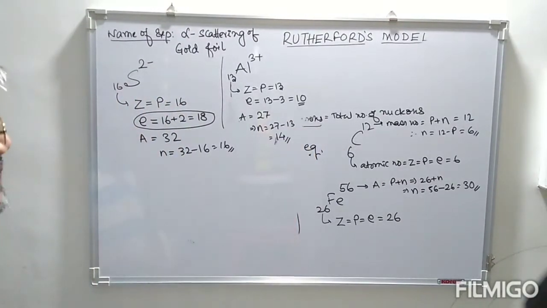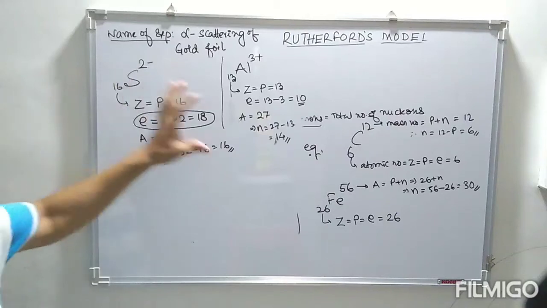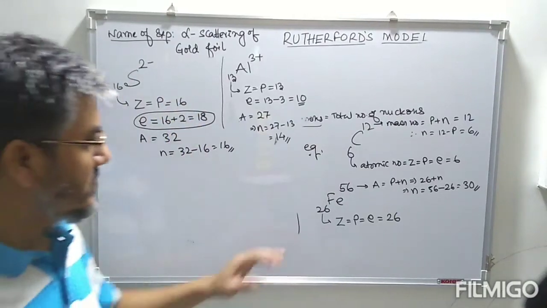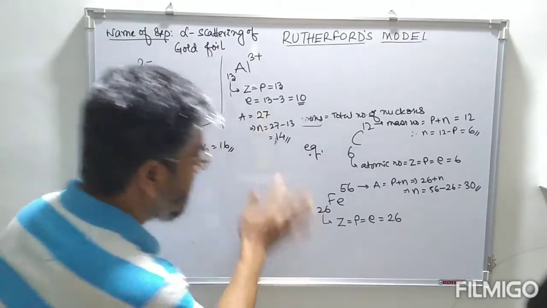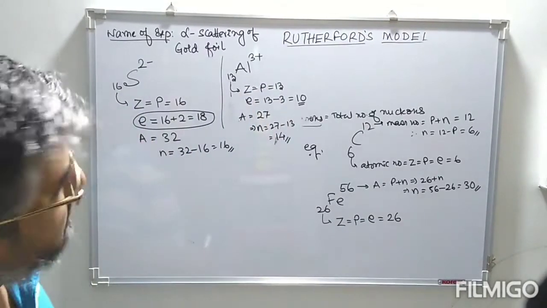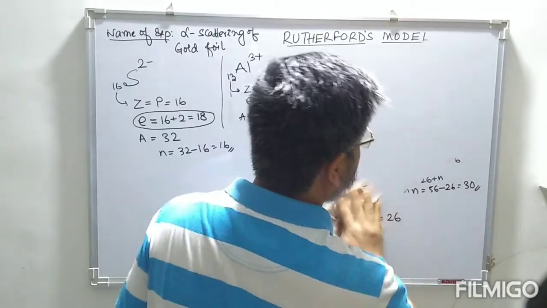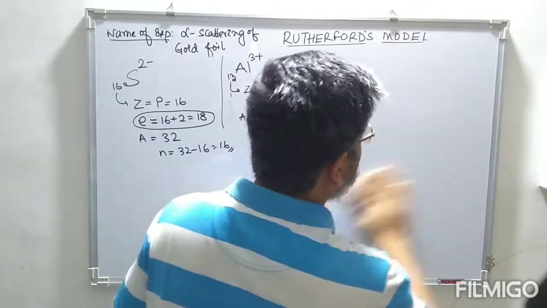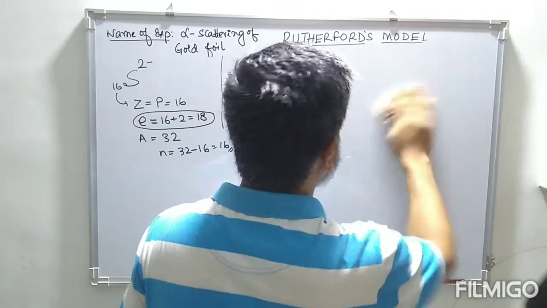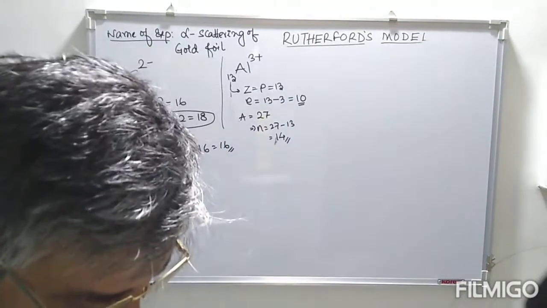So this is how we define number of protons, number of neutrons, number of electrons in a given species. Now based on this, let's try to solve a very interesting problem.